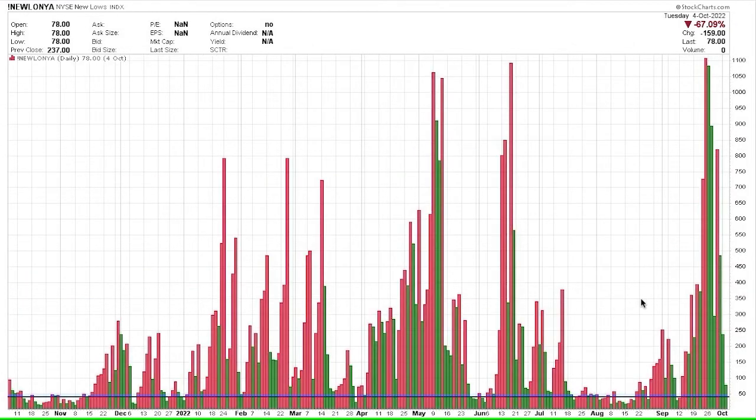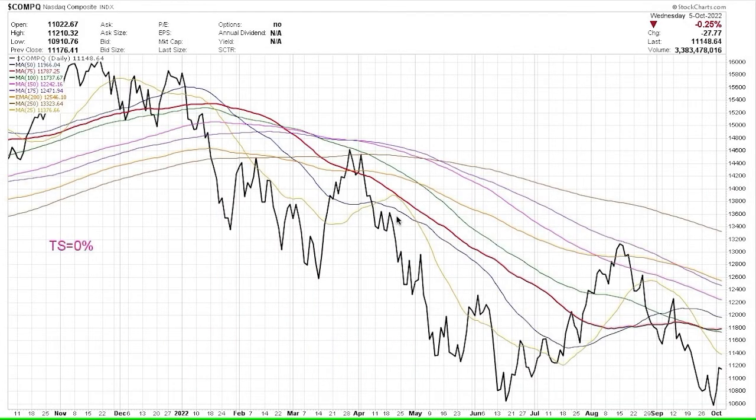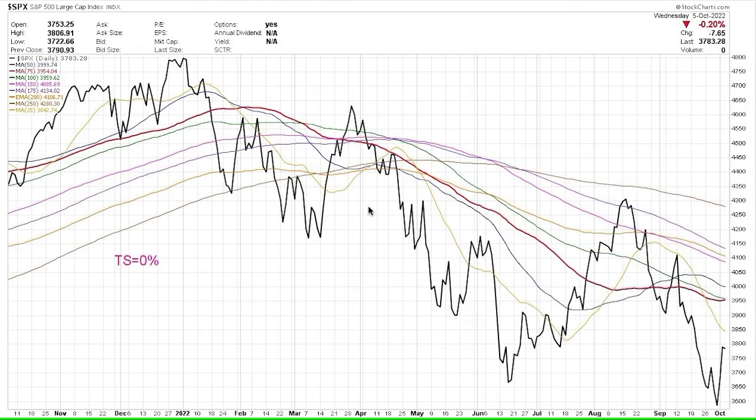New lows, as we have noted in the last couple of weeks, we've been getting way too many new lows. However, we're seeing a contraction, only 78 the other day. So on the new lows, we are seeing a little bit of a divergence, where as the market continues to have trouble, we're making fewer new lows, that is a positive. Now on trend strength, we continue to be at 0 on the NASDAQ. On trend strength for the S&P 500, we continue to be below 0, but you can see here we did get a bounce.